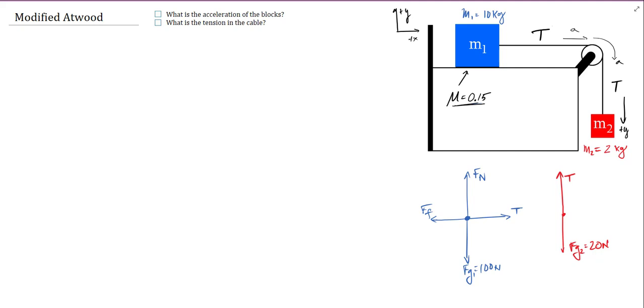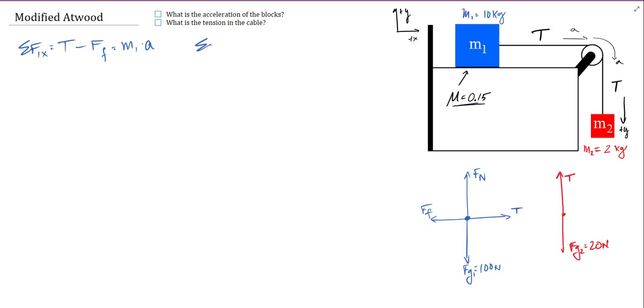Now what we can do is we're going to write our free body diagram, our Newton's second law equations for each of these. So let's start with the blue one. So we have, let's see, the sum of the forces on object 1 in the x direction is going to be our tension force, because remember I called right positive, minus the friction force, and that's going to equal the mass of 1 times the acceleration.